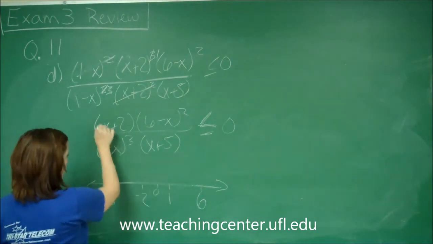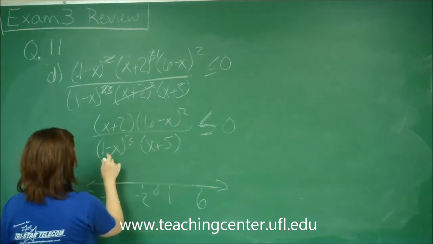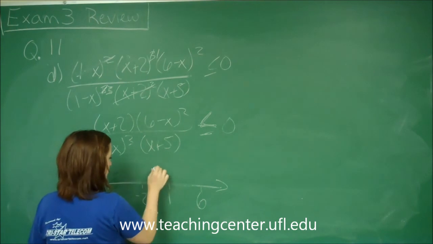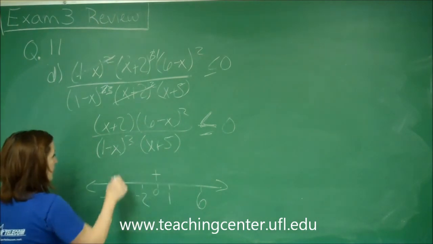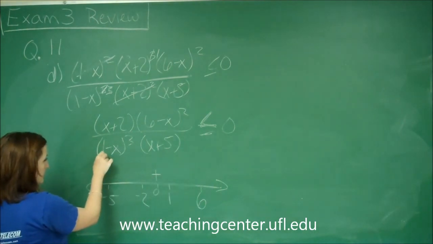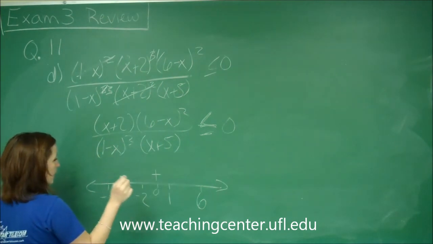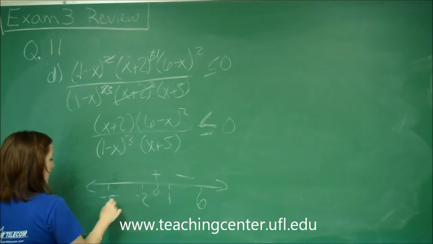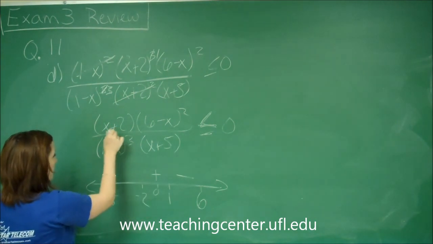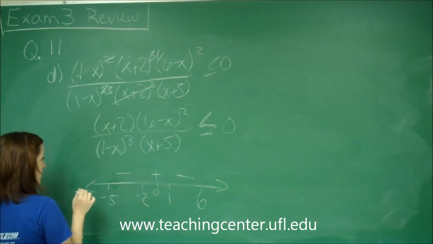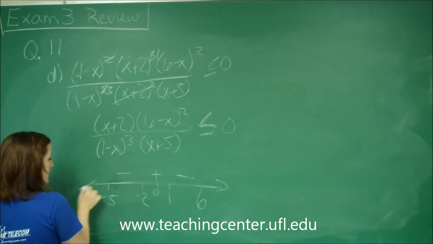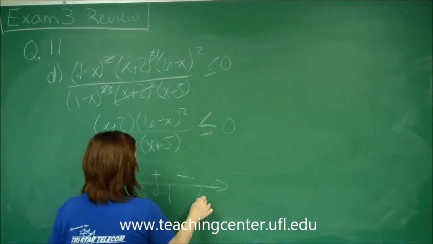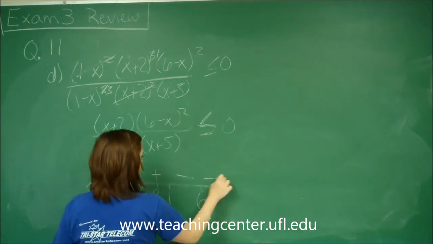So at 0, we get a positive times a positive over a positive times a positive. So this is obviously positive. And so when x equals negative 1, we've got an odd multiplicity, which means it's changing there. At x equals negative 2, we've also got an odd multiplicity, which means it's changing there. At negative 5, odd multiplicity, so it is also changing there. And then from 6, we've got an even multiplicity, so that means it stays the same.